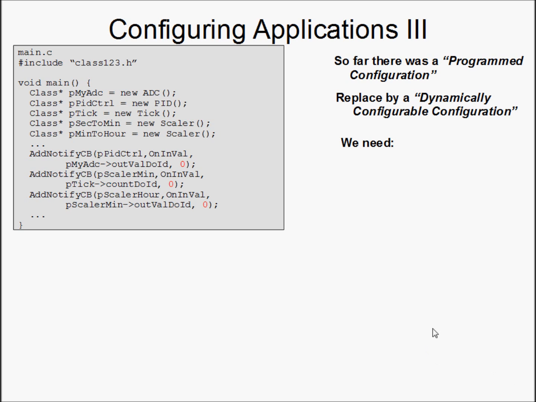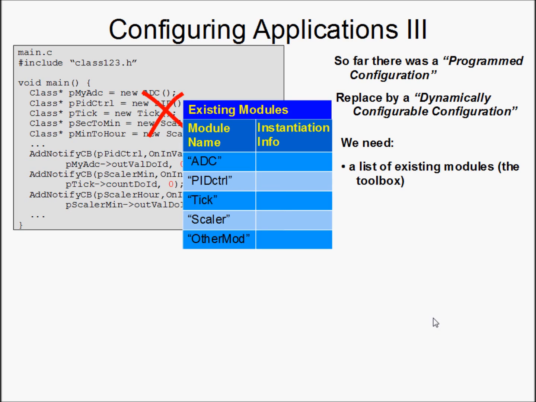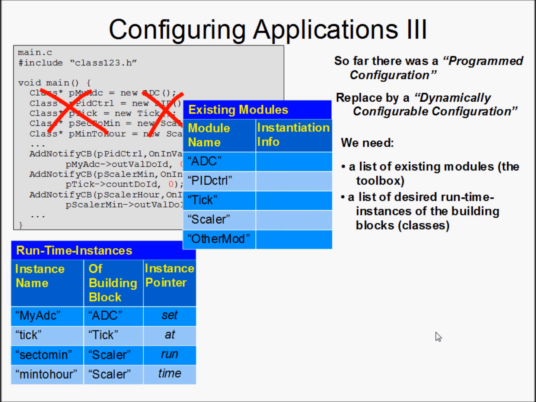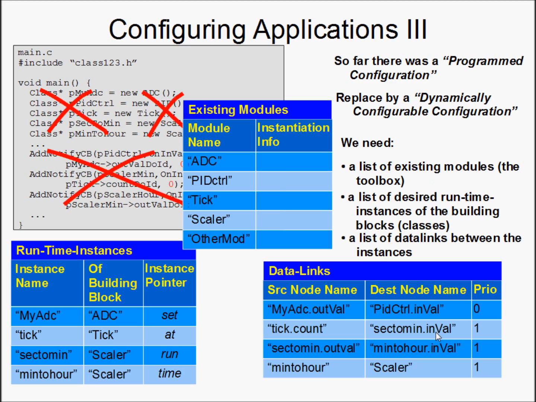To keep this configurable at runtime, we need a list of existing modules or building blocks available in the system, then another list of the desired instances of building blocks, and finally a list of data links between the instances. Each of these states something like: take the output from instance myADC, output node outval, and link it to the input node inval of instance PID control, and run this link at highest priority 0. The first list of existing modules is relatively fixed. The two lists of runtime instances and the list of data links effectively define the whole application. Actually, the list of runtime instances refers to the existing modules list. This is similar to two database tables with referential integrity.